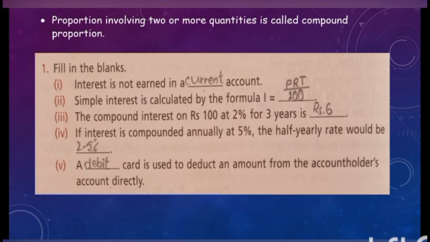Okay, there's a formula for compound interest. Okay, now part 4 is if interest is compounded annually at 5%, the half yearly rate would be, half yearly means half of the year, half the year means what is the half of 5%? Of course 2.5%. Okay, now part 5 is a debit card is used to deduct an amount from the account holder's account directly.